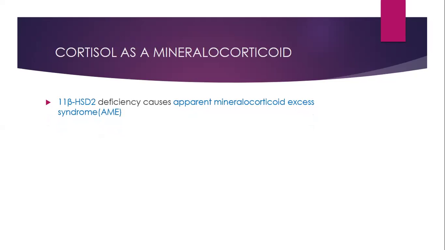Now, we have said that we have isoforms of 11-beta hydroxysteroid dehydrogenase. We have an enzyme called 11-beta hydroxysteroid dehydrogenase type 2. This enzyme usually converts cortisol to cortisone, and cortisone is inactive at the receptor level, so it can't activate a mineralocorticoid receptor. This is so because we want to prevent cortisol from acting as a mineralocorticoid as much as we can.